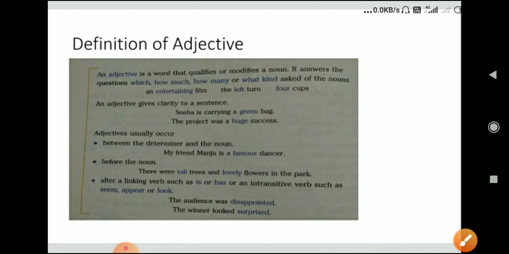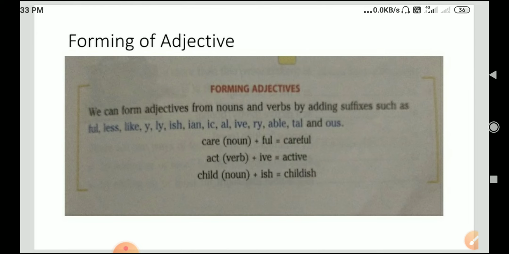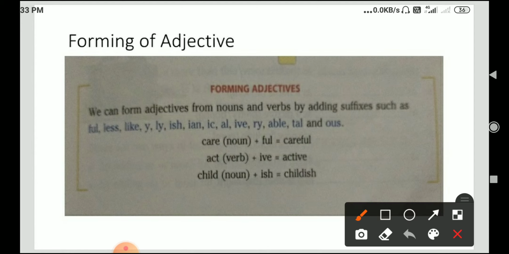So adjective means a word which qualifies, which modifies, which specifies the noun. That word we call the adjective. Now, how to form the adjective? We can form the adjective by joining or adding suffixes to the root word.